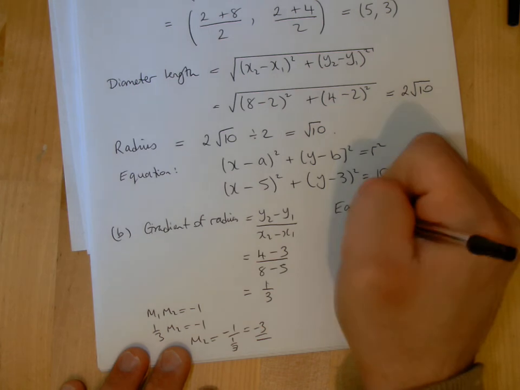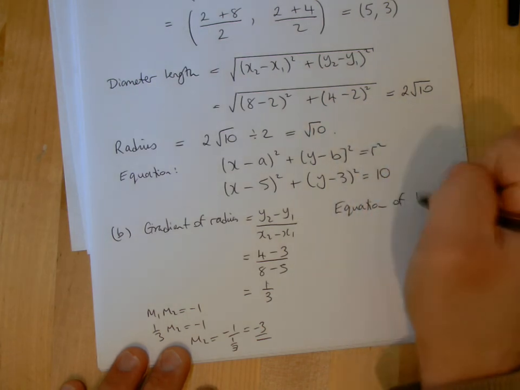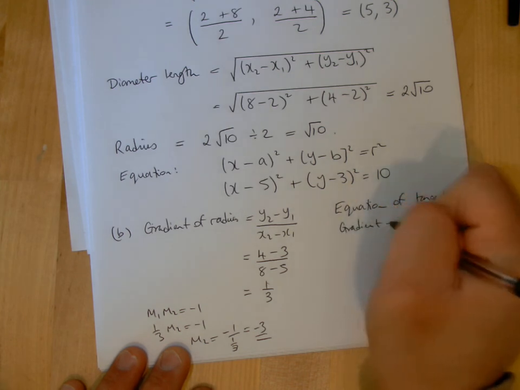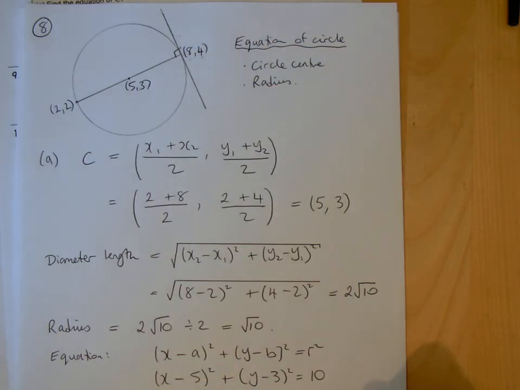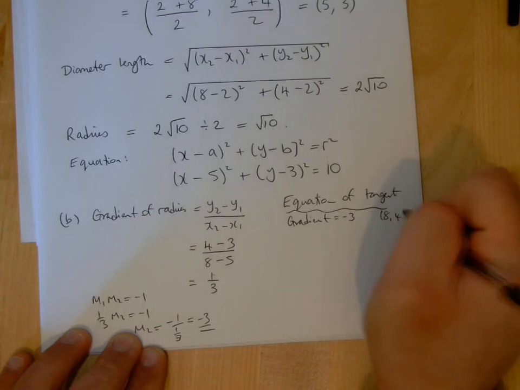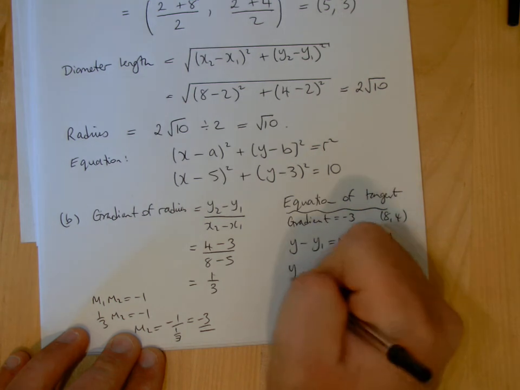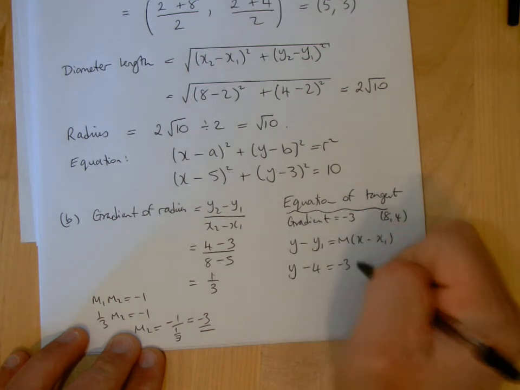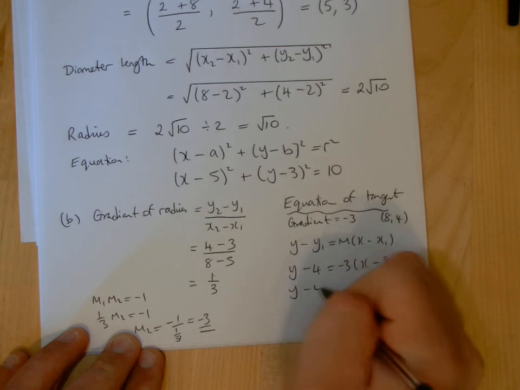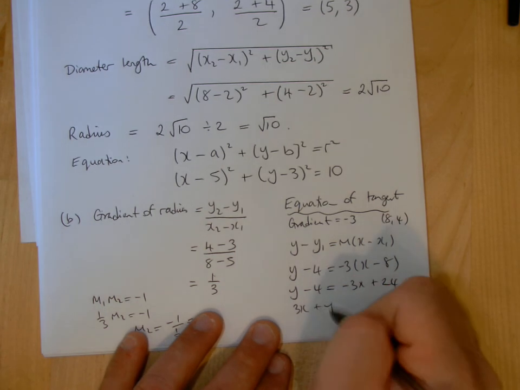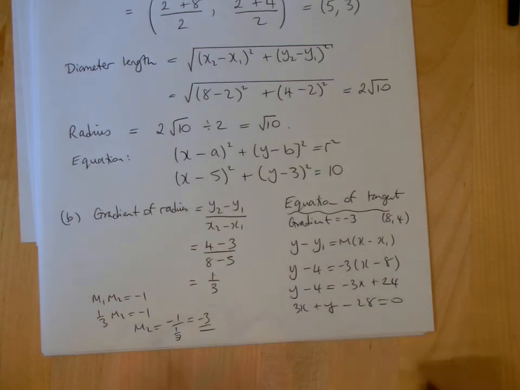So to get the equation of the tangent, we know the gradient is minus 3, and we know it goes through the point (8, 4). So we can use y minus y1 equals m times (x minus x1). So we'll have y minus 4 equals minus 3 times (x minus 8). It's a case of then simplifying this. We'll have 3x plus y minus 28 equals 0, getting everything onto one side. Now we're done, we've got the equation of the tangent.